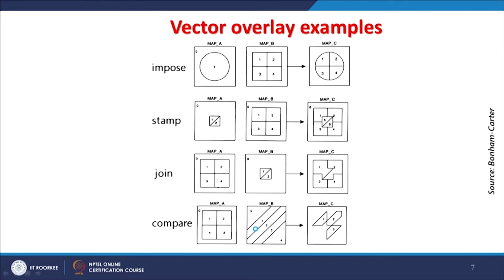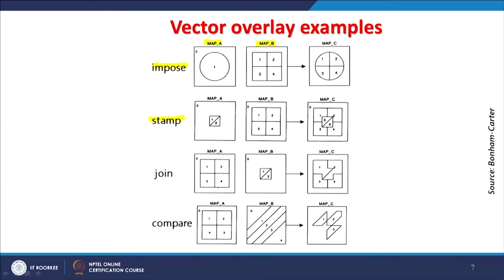Similarly, in vector overlay operations, a lot of possibilities are there. One possibility is impose, which basically is intersecting. So, impose means map A is here, map B is here, and the output I am getting is like this.